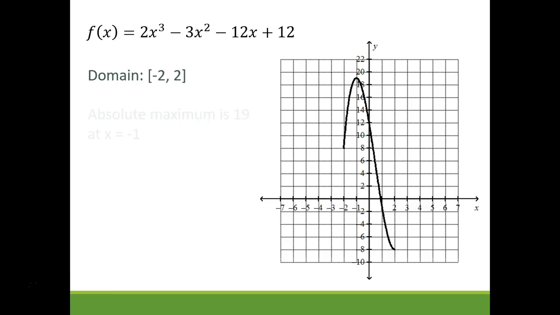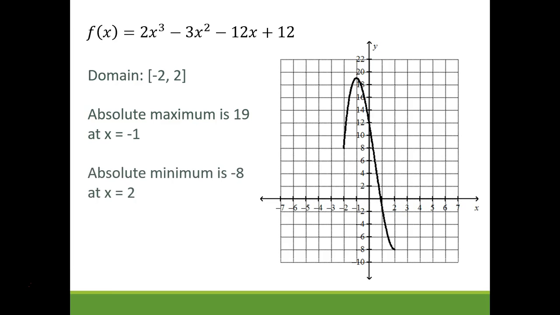And now we can definitely find a point that is the very highest on this graph and a point that's the very lowest. So the absolute maximum value on this graph is 19, and that happens when x is -1. And the absolute lowest point on this graph, the absolute minimum value, is -8. That occurs when x is +2. So by restricting the domain, we were able to identify an absolute maximum and an absolute minimum for this function.